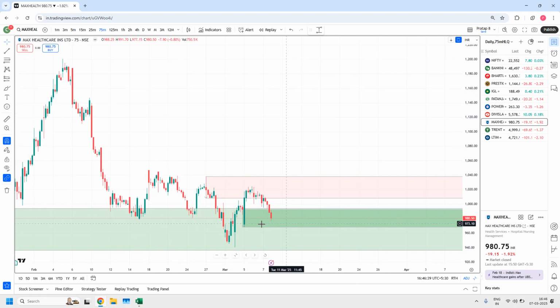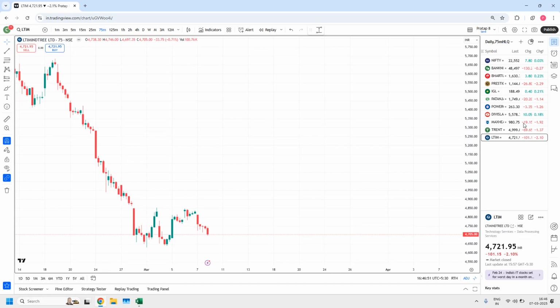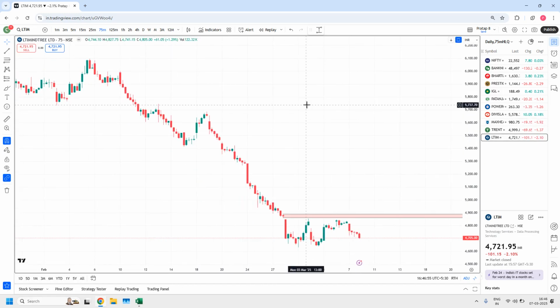This is a daily zone. This is a 75 minutes zone. But the software identified this stock near the 75 minutes demand zone. Okay, next one is Trent, which we already discussed. That is the one where we got the profits. And the last one is LTM, L&T Mindtree.